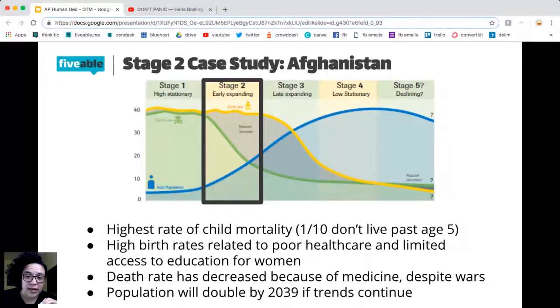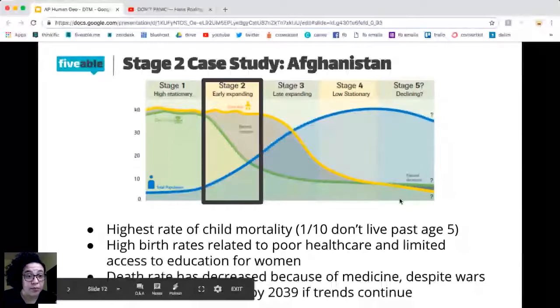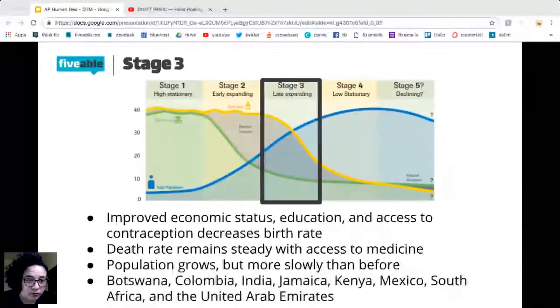Typically countries in stage 2 also don't have a lot of infrastructure and the means to really support all of those people. And so what you have is a rapidly growing population that can't sustain itself. If this continues, by 2039 the population of Afghanistan will double because of this. So the trick for Afghanistan now is to decrease the birth rate, and that will help curb that. Okay, so stage 3.